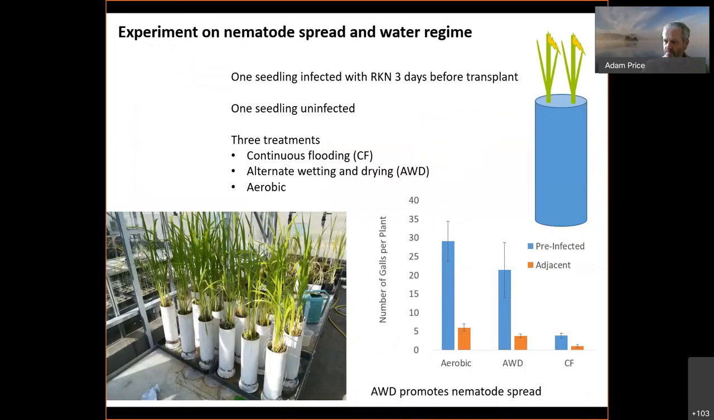And this is one very simple study where we take two rice plants, we infect one, we don't infect the other one. We look at the galls after 5 weeks on the infected plant and the non-infected plant. And you can see in aerobic soils, it spreads to the neighbor very well. In continuous flooding, it doesn't spread very well. In AWD, it spreads very well.